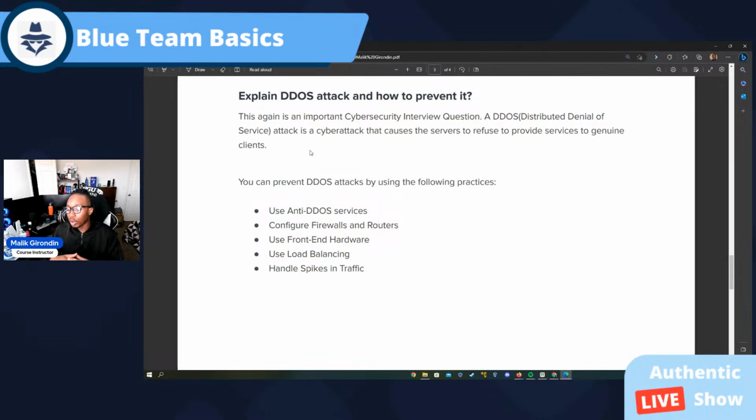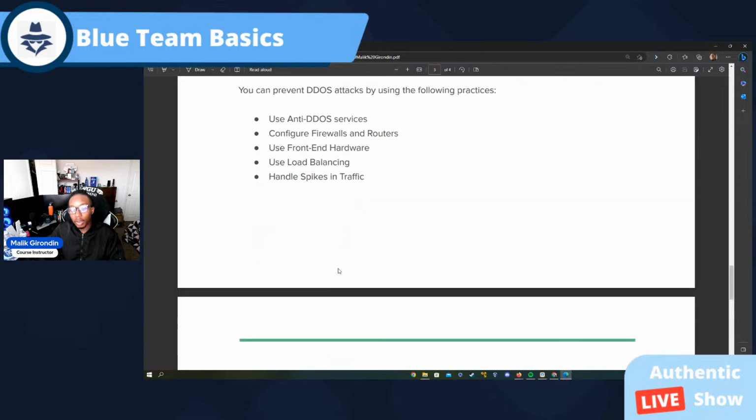It uses up a lot of resources. That's why the DDoS, the distributed, uses what? Zombie computers. All right, multiple computers to aid in the attack. You can prevent DDoS attacks by using the following practices. Use anti-DDoS services. Configure firewalls and routers. Use front-end hardware. Use load balancing. Handle spikes in traffic. Okay, so those are the ways.